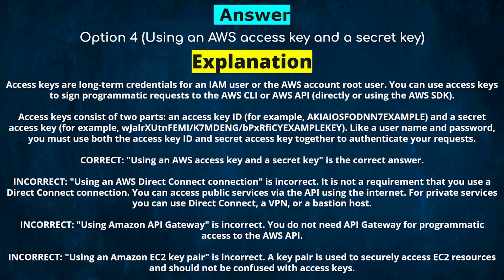Using an AWS Direct Connect connection is incorrect. It is not a requirement that you use a Direct Connect connection. You can access public services via the API using the internet. For private services, you can use Direct Connect, a VPN, or a Bastion host. Using Amazon API Gateway is incorrect. You do not need API Gateway for programmatic access to the AWS API. Using an Amazon EC2 key pair is incorrect. A key pair is used to securely access EC2 resources and should not be confused with access keys.